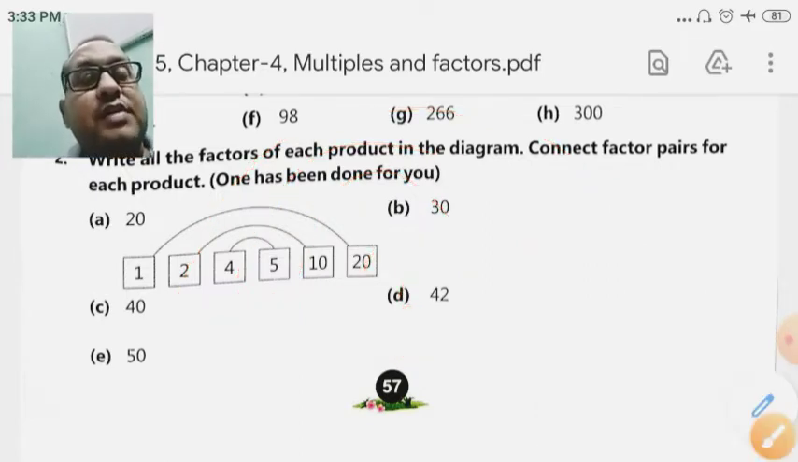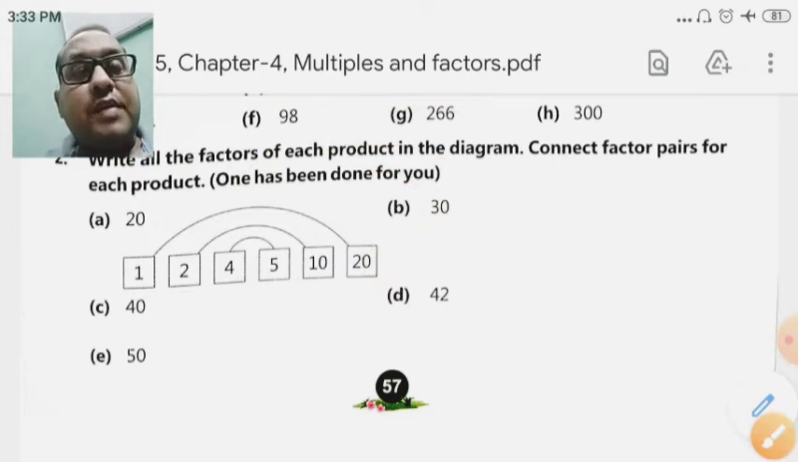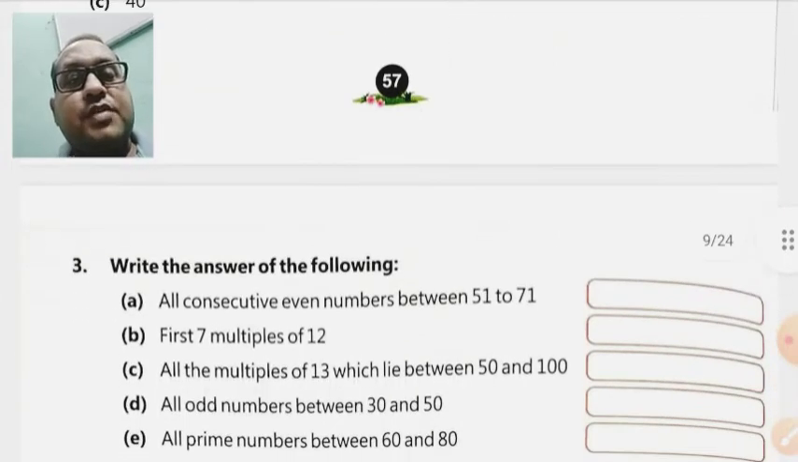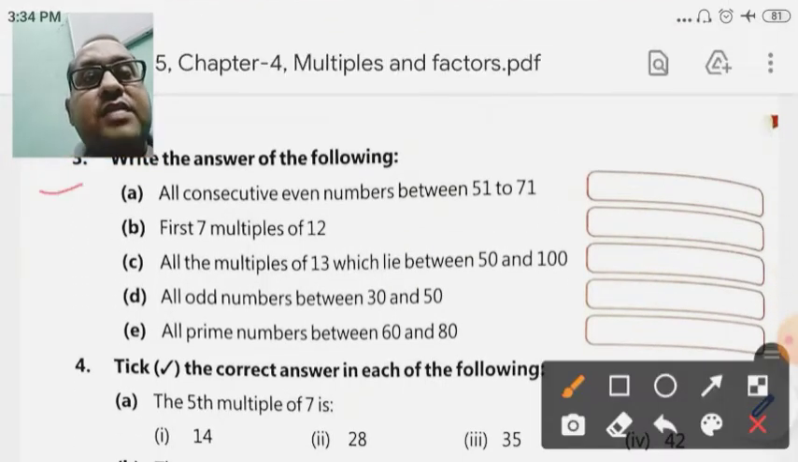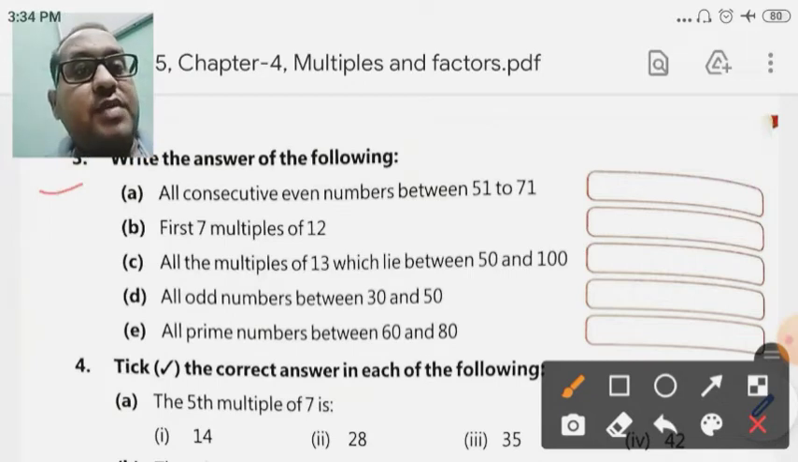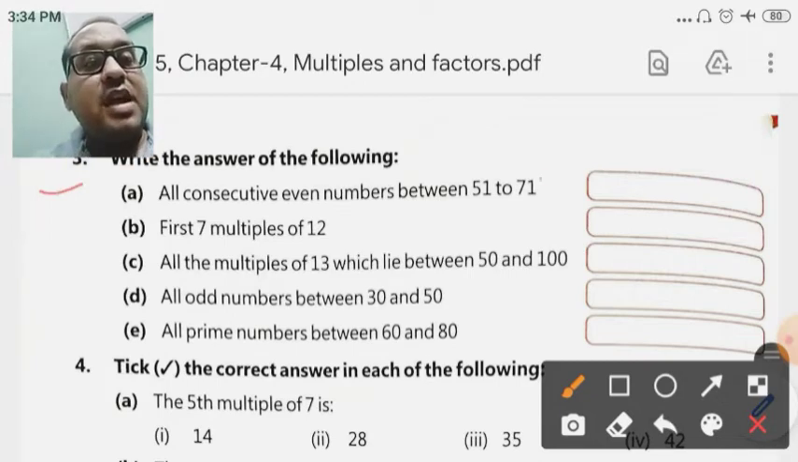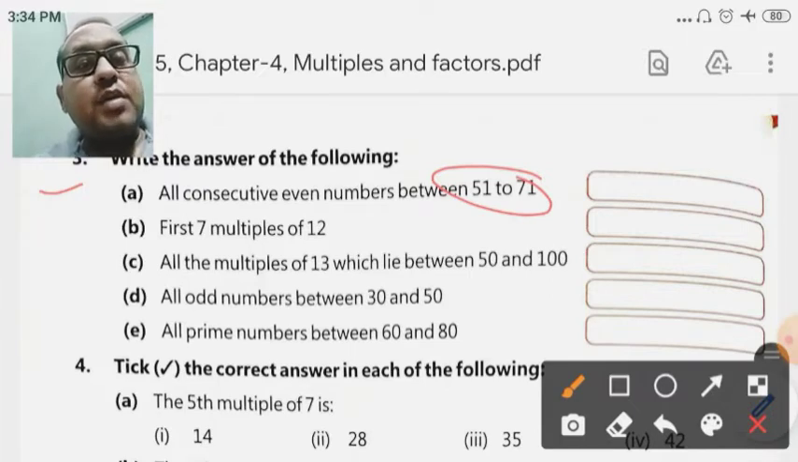Similarly, you have to find the factors of 42 and 50 and connect the pairs. The next one is: write the answer of the following: all consecutive even numbers between 51 and 71. So we have to find the consecutive even numbers between 51 and 71.